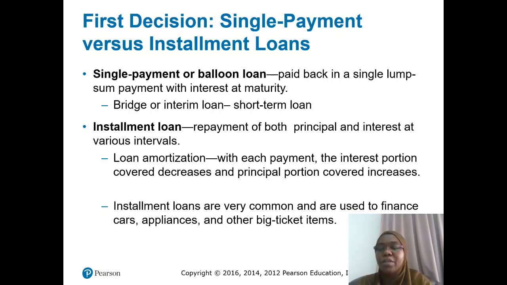For the single payment, you pay the loan back in a single lump sum, with the interest, at the time of maturity. Say, for example, you took a loan and you expect that in the next 6 months you're going to pay it back, a loan of maybe 5,000 US dollars. By the time it's 6 months, you are expected to pay the whole 5,000 US dollars, including the interest. So this is a single payment or balloon loan.